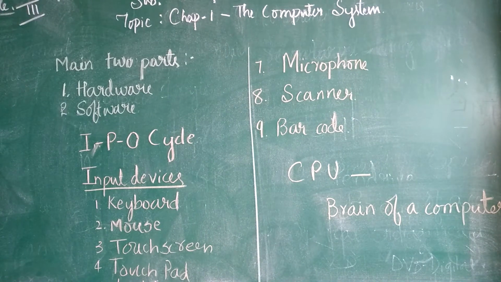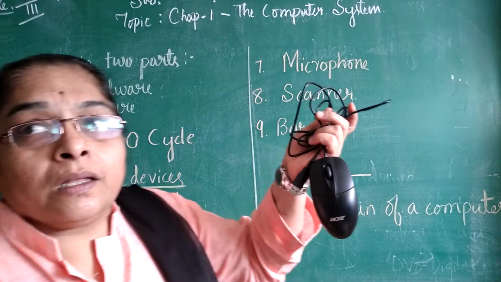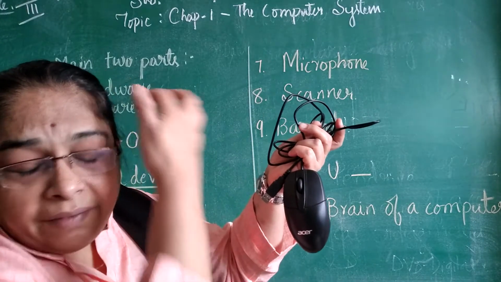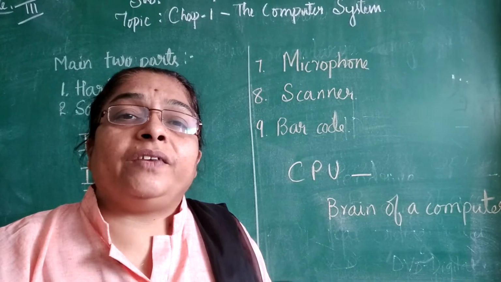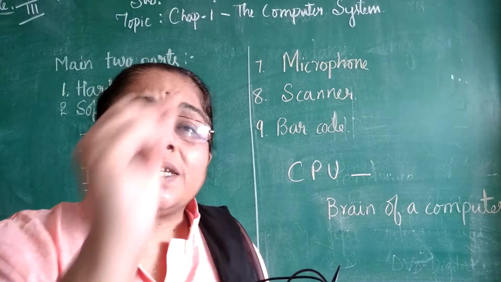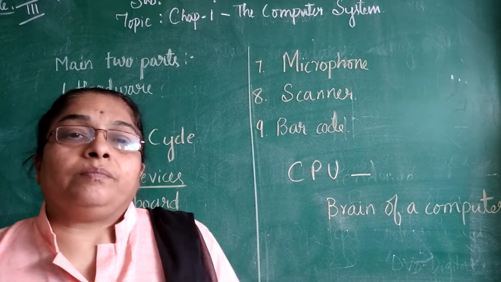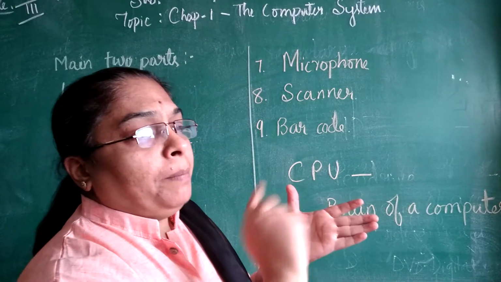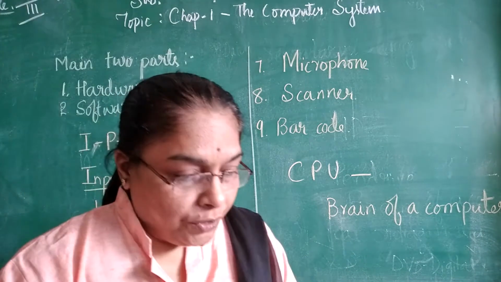Next device is the mouse. See children, this is a mouse. Here in this mouse there are two buttons, one left button and one right button. This is the scroll button. So this is a mouse with which we can move the cursor, that pointer, to wherever we want on the screen. Right, children? That is the mouse. The next one is the touch screen. Right, children? Touch screen, on a mobile you have. On that mobile, if you simply touch the screen with a finger, it operates. That is also a way of input device.